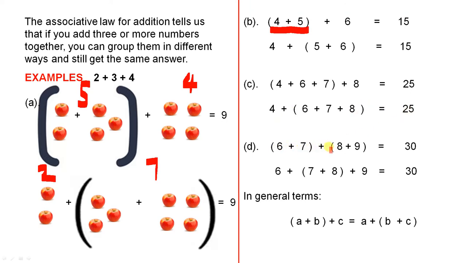You can add 6 plus 7 plus 8 plus 9. You can group the 6 and the 7 together to give you 13. The 8 and the 9 together to give you 17. 13 plus 17 is 30. Or you can just group the 7 and the 8 together to give you 6 plus 15 plus 9. That also gives you 30. In general terms, which means that it will work for all numbers, if you were to add a plus b plus c, you can group the a and the b together, or the b and the c together, and you'll still get the same answer.